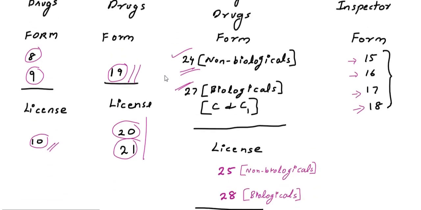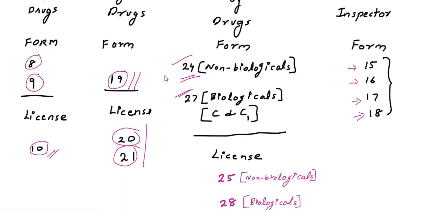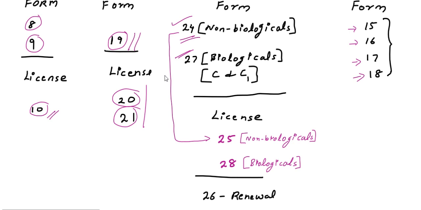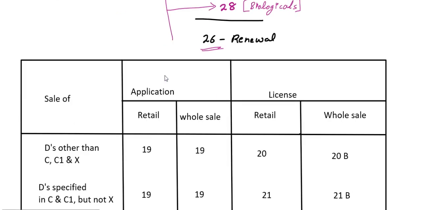Okay, and when you're talking about manufacturing of drugs, 24 is the form, and the license which we get will be in form 25. Okay, that is for non-biologicals. And if it is biologicals, the form will be 27, but the license which we are getting will be 28. Okay, and for both of these, the renewal will be given through form 26.